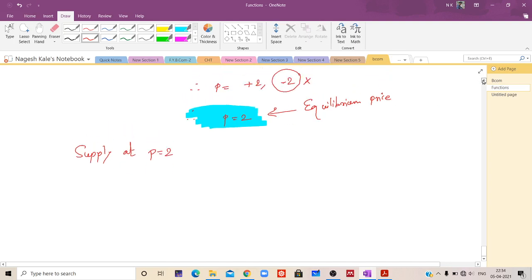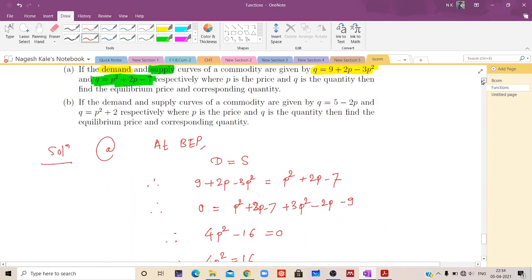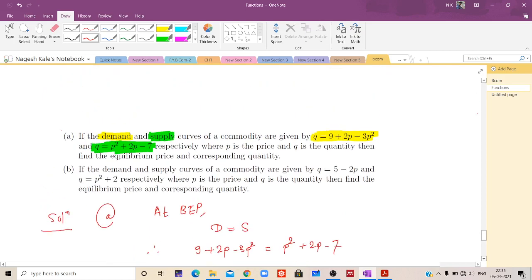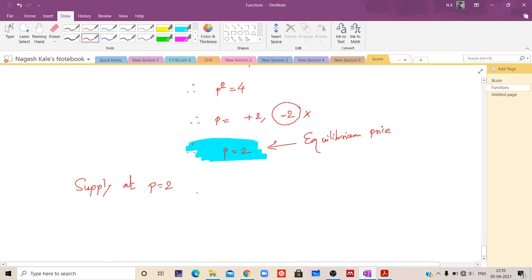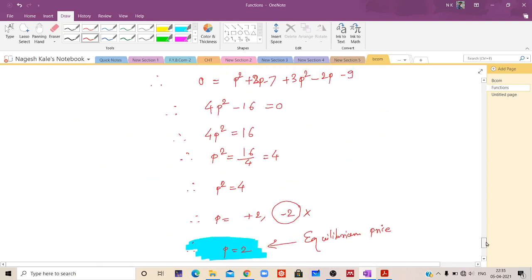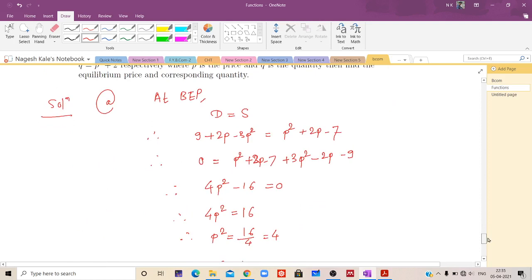So I know the supply curve is highlighted in a green color. So supply curve is p square plus 2p minus 7. So at p equal to 2, it will be equal to p square plus 2p minus 7. So that is equal to 2 square plus 2 times 2, which is 4, minus 7. So it's going to be 8 minus 7. Okay, so that is equal to 1. So that means supply is 1 unit. Okay, and demand will be also 1 unit because supply is equal to demand, right?